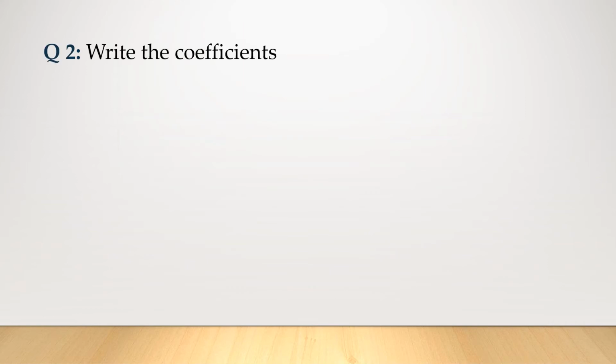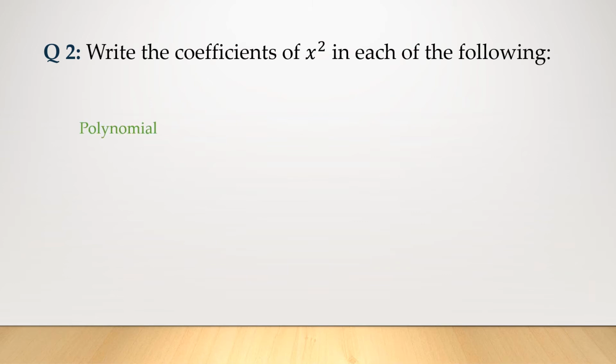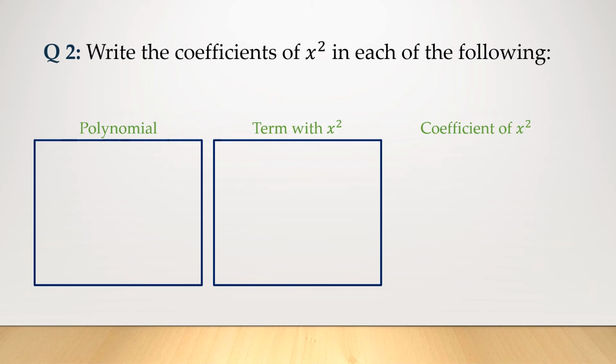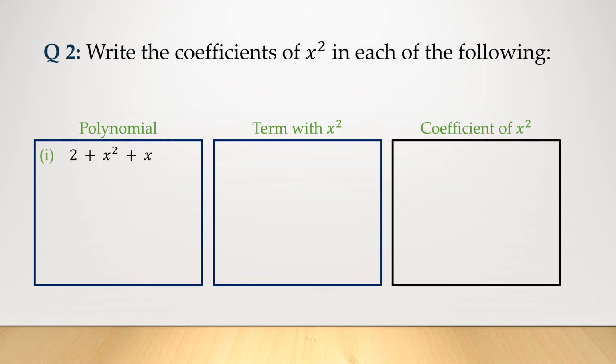Question number second is, write the coefficients of x square in each of the following, right? So polynomial is given and we will first see which of these have a term with x square, then we will write the coefficient of x square, right? So this is the first part, second part, third and the fourth part. Now see in first part, which term is with x square? So this is the term with x square. Now, this is the term we have written. What is its coefficient? Nothing is written. It means it is 1. So, coefficient of x square is 1.